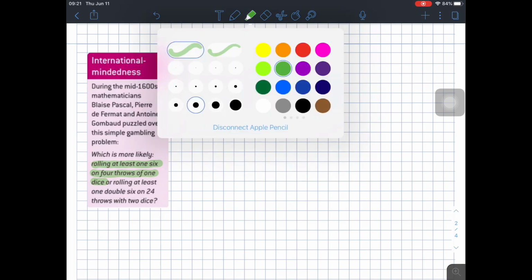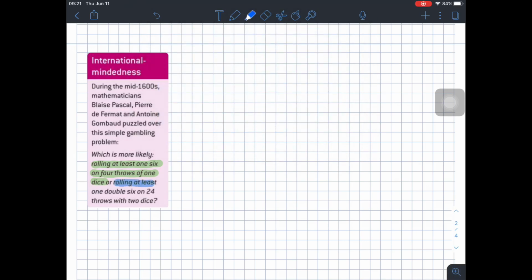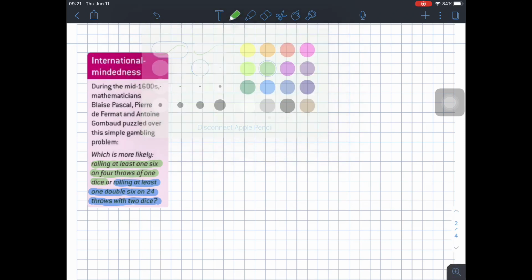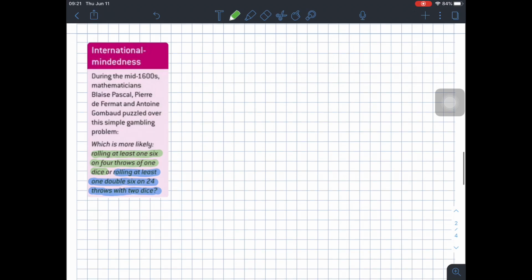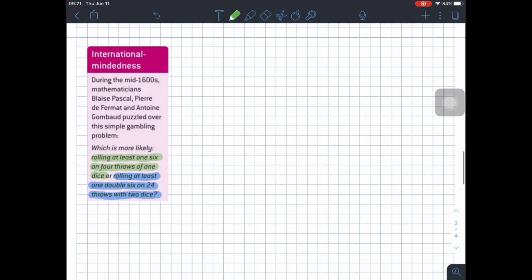And the other possible event is rolling at least one 6 in 24 throws with 2 dice. Okay, so which one of these is more likely to occur, the green one or the blue one? Let's analyze each of these. In the first case, it says rolling at least one 6 in 4 throws of 1 dice. So I'm only throwing 1 dice here, right?